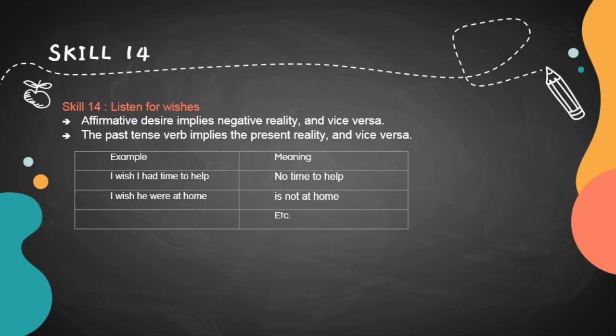Skill 14. Conversations about wishes can appear in the short dialogues. The important idea to remember about wishes is that a wish implies that the opposite of the wish is true. You can read the example.